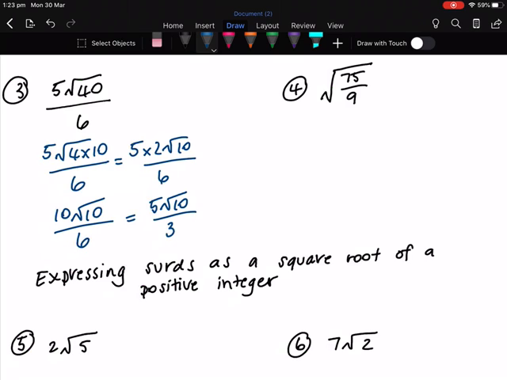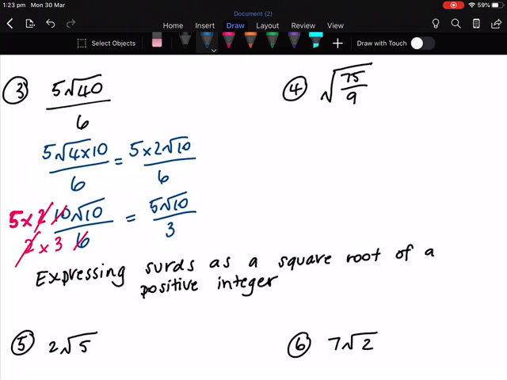The other way is to write it out as factors. So if I wrote this out as 5 times 2 and this became 2 times 3, they would cancel and it would leave 5 root 10 over 3. It doesn't matter which way you think of that, whichever way is easier.